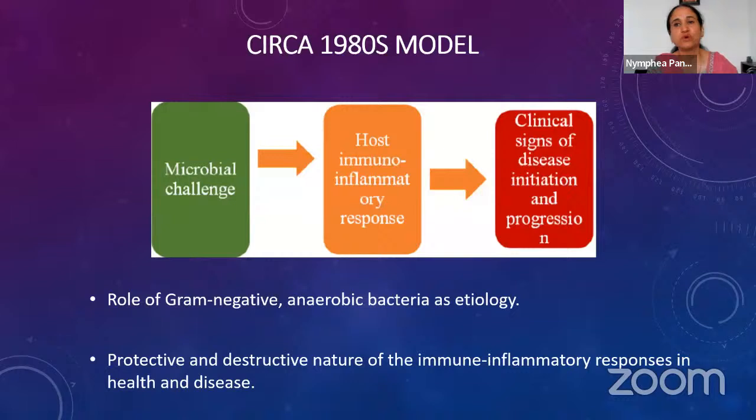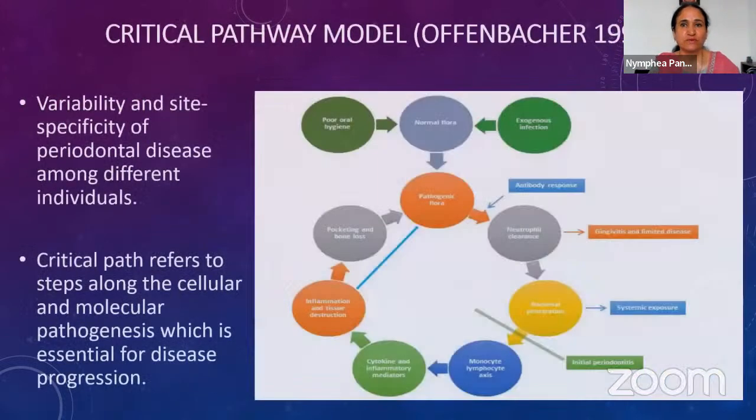And we also had a study of the protective and destructive nature of the immunoinflammatory components in the local tissues. So this circular model was developed. After that, in 1996, Offenbacher gave a model which not only established the etiology of the disease as a gram-negative one, it also thought about why in some patients there are variable sites involved, and why some sites are involved more than the other sites.